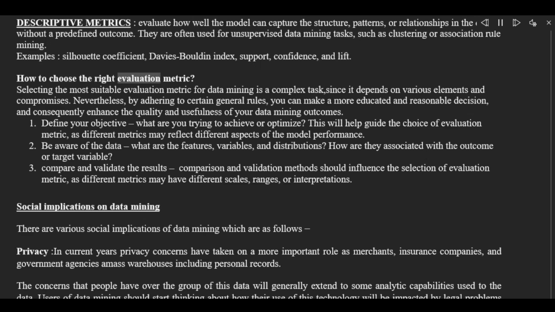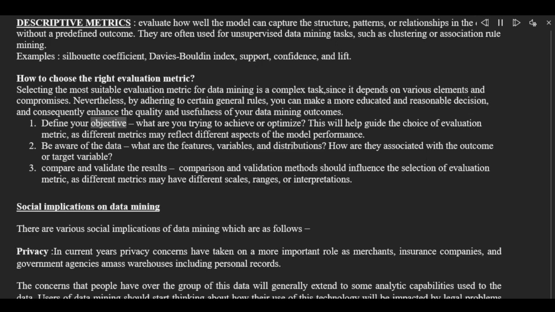How to choose the right evaluation metric. Selecting the most suitable evaluation metric for data mining is a complex task since it depends on various elements and compromises. Nevertheless, by adhering to certain general rules, you can make a more educated and reasonable decision, and consequently enhance the quality and usefulness of your data mining outcomes.